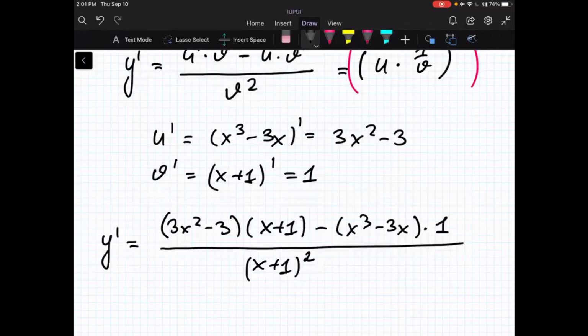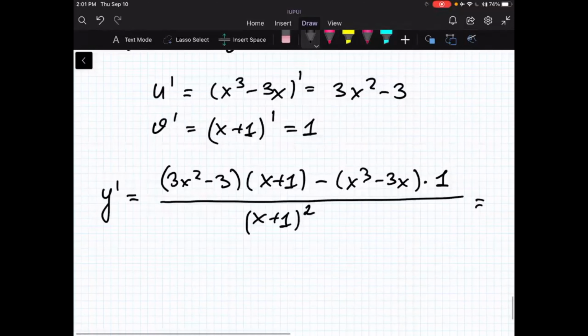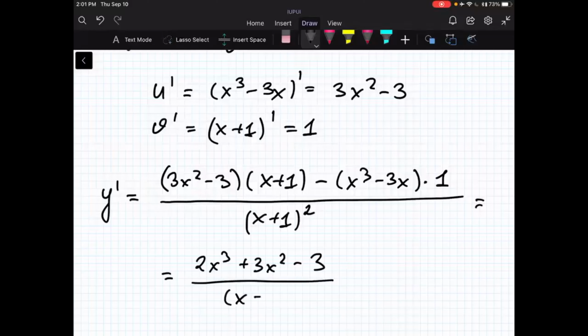And again, this is the answer. You can simplify it if you wish and get that it is equal to 2x cubed plus 3x squared minus 3. I skip this calculation because I think you know how to multiply and simplify polynomials. So you can write it down in the following way. But again, even on this step, it is totally okay. But sometimes the problem says not only to find the derivative, but to simplify it as well.